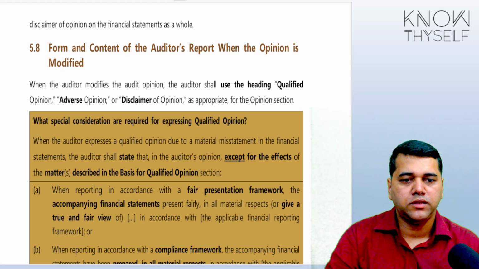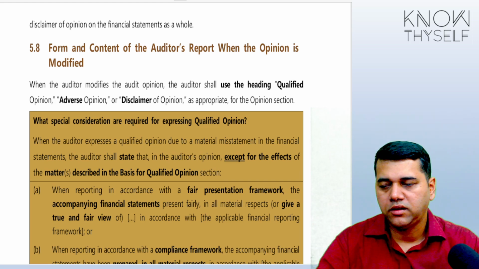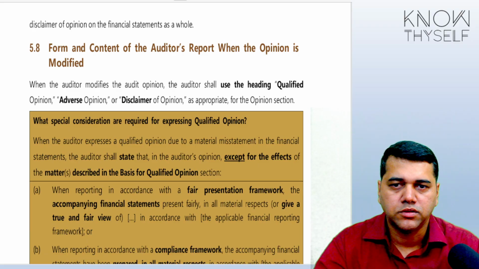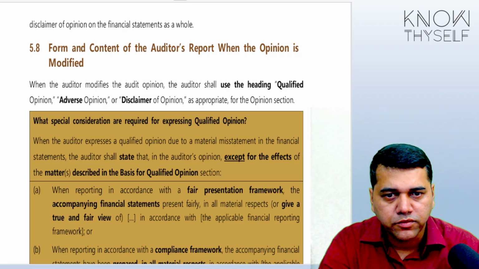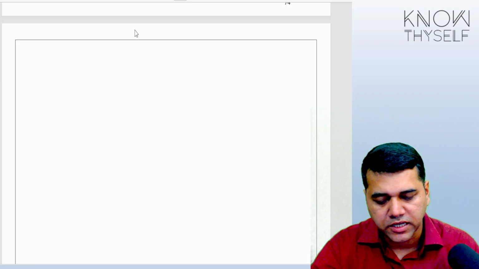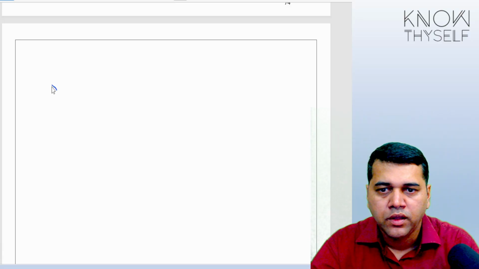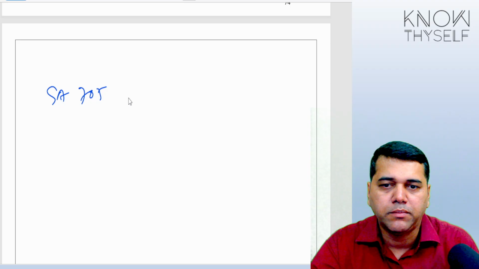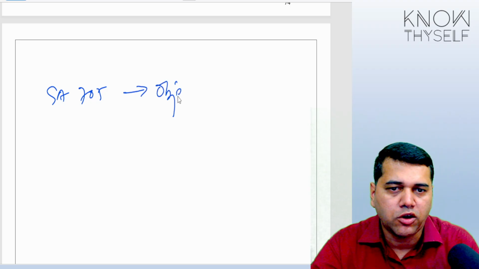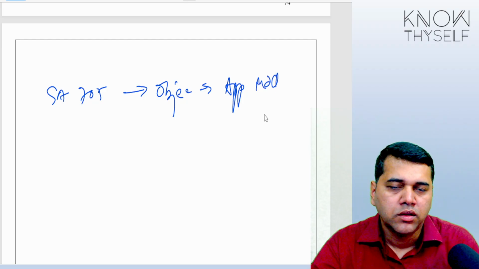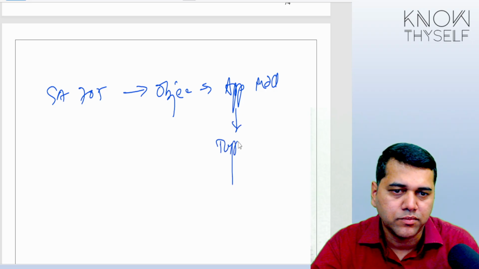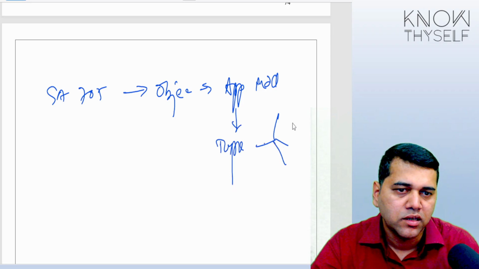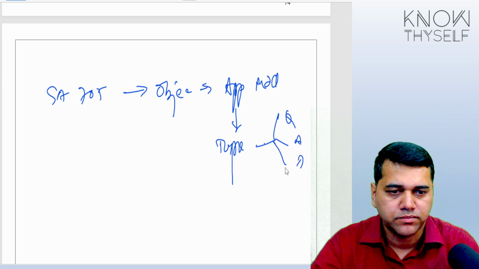Okay, so we'll start with the next element of this particular chapter, form and content of the auditor's report. Before this, we will have a quick recap. We started with SA 705. In SA 705, primarily we learned about the objective that the auditor has to issue an appropriate modification. What do you mean by that? That means you need to give the appropriate type. How many are there? There are 3: qualified, adverse, disclaimer.